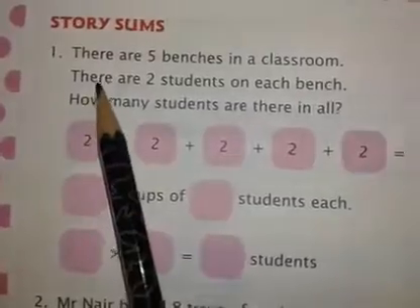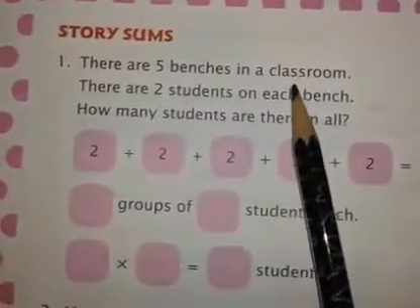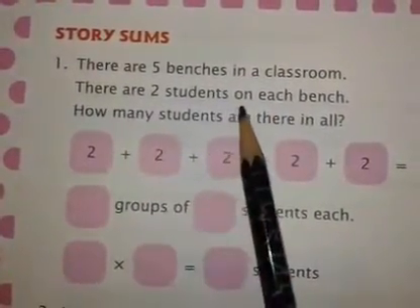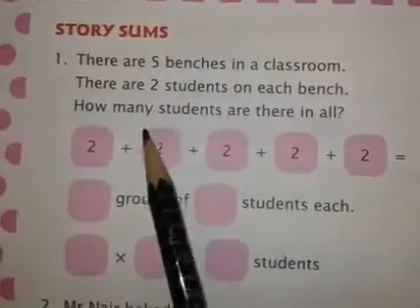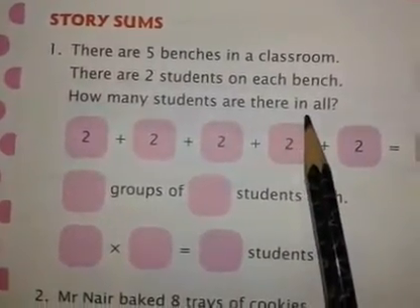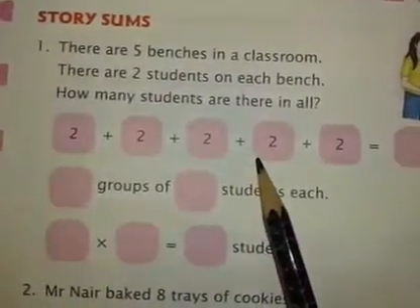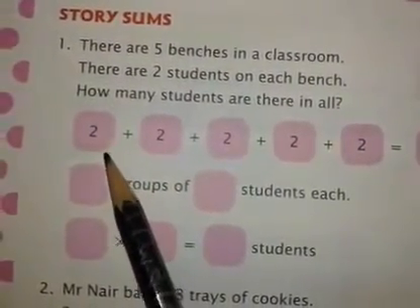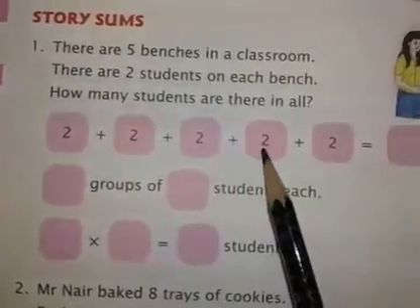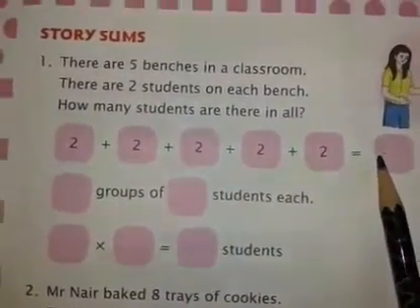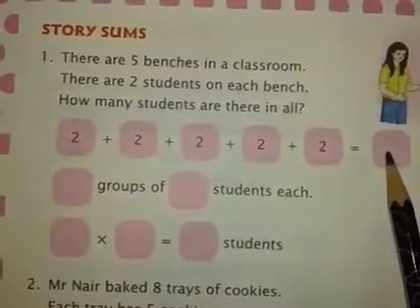The question reads: there are 5 benches in a classroom. There are 2 students on each bench. How many students are there in all? For the first one, a repeated addition statement is shown: 5 benches, 2 in 1, 2 plus 2 plus 2 plus 2 plus 2 is equal to... You can find the answer by way of addition.